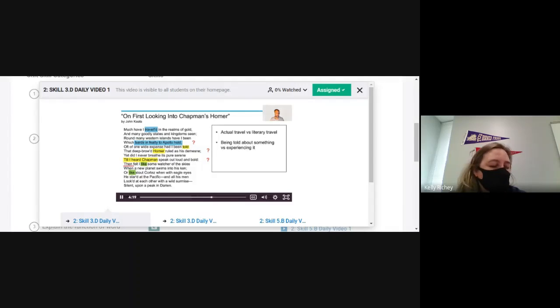That line, "yet did I never breathe its pure serene till I heard Chapman speak out loud and bold." He's never understood Homer until he read Chapman's translation of it. Okay, so he's traveled a lot through reading. He never actually read Homer, but then he picked up Chapman's version of it and it did something to him. And here's our turn. He felt like a watcher of the skies. He felt like an astronomer who's discovered a new planet.